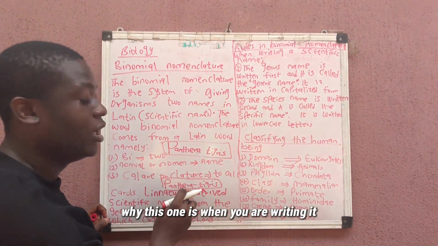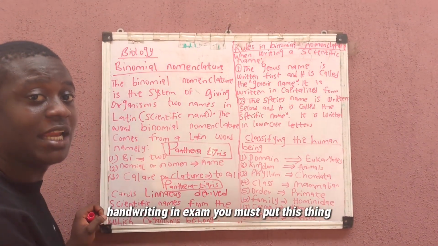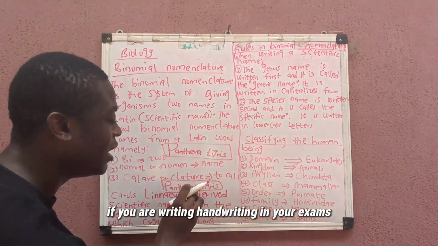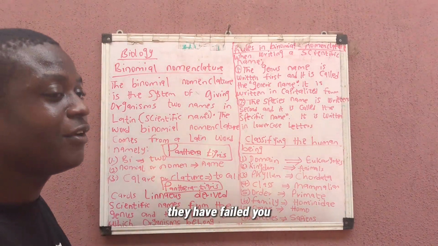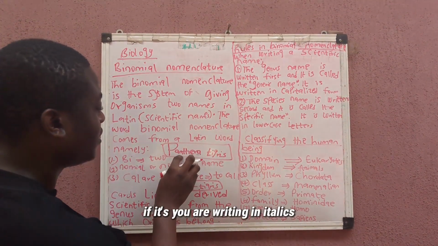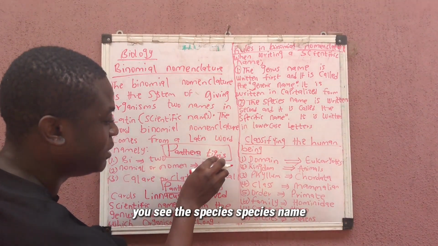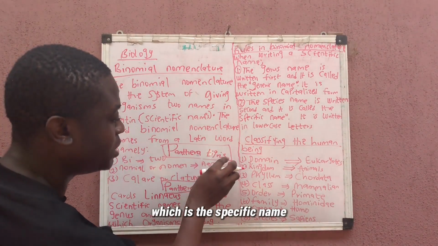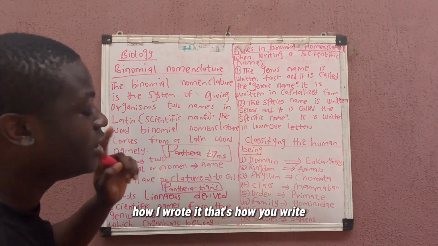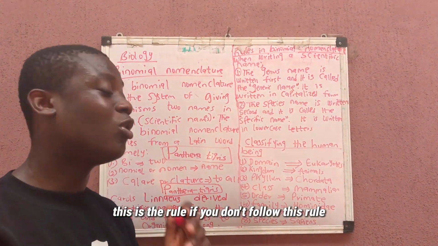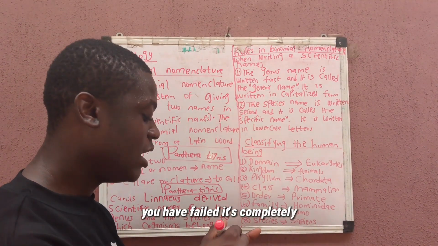This one is for when you are writing by hand in an exam. You must put this underline if you are writing by hand in your exams. If you do not put it, they will fail you. If you are writing italics, you write it in this form. You see the species name, which is the specific name, how I wrote it. That's how you write. It's very, very important. This is the rule. If you don't follow this rule, you have failed completely.